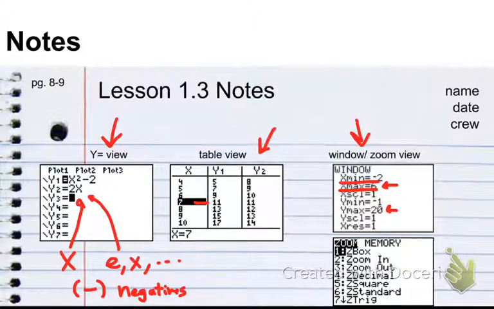And if you hit zoom, you can also zoom in, zoom out. What you're going to want to do is hit zoom and probably enter in a 6 for just the standard view. And the standard view is going to give you that standard graph view that we want to have when we are looking at graphs.